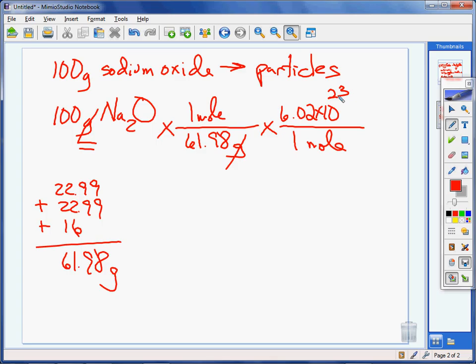What kind of particles? Okay, so there are three types of particles. We've got atoms, but that's for elements. Somebody said molecules, but molecules are used for what kind of compound? Covalent. Is this a covalent compound? No. Ionic. So what are the particles? Ions. So what are the three? Atoms, molecules, ions.